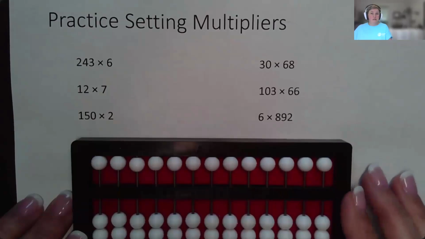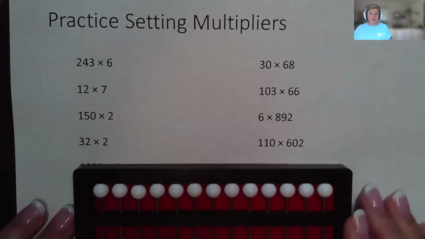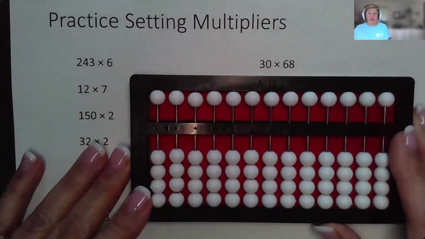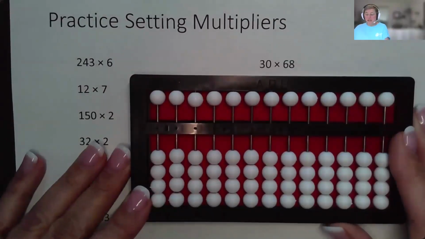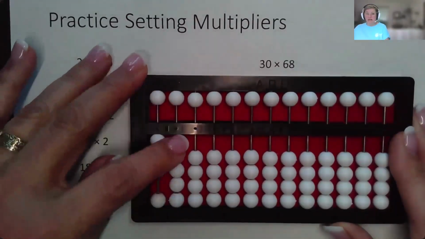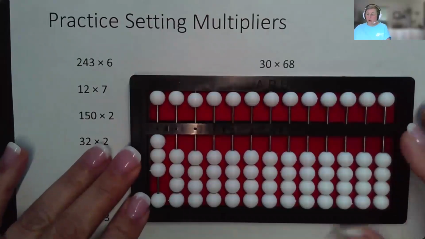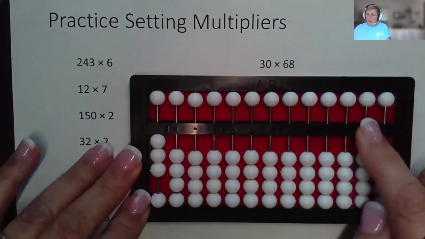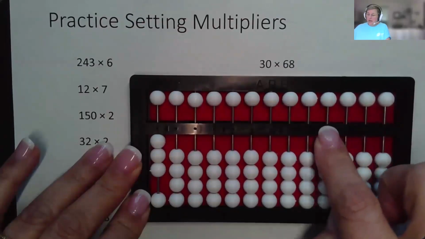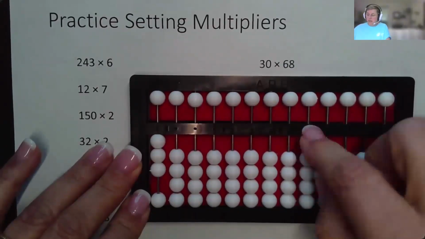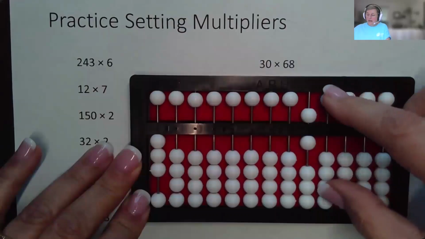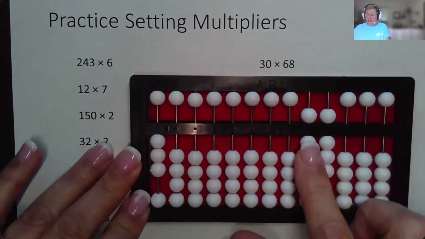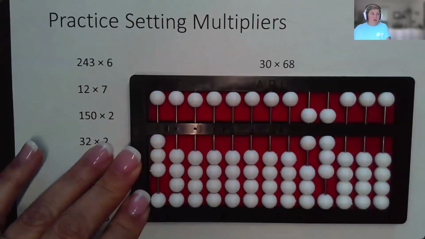Clear your abacus. Let's try 30 times 68. Set the 30. We're going to set the 68. 3, 0 times 6, 8. Where my finger stops, I set the 60, and then I set the 8. You should have it set on the 5th and 4th column.